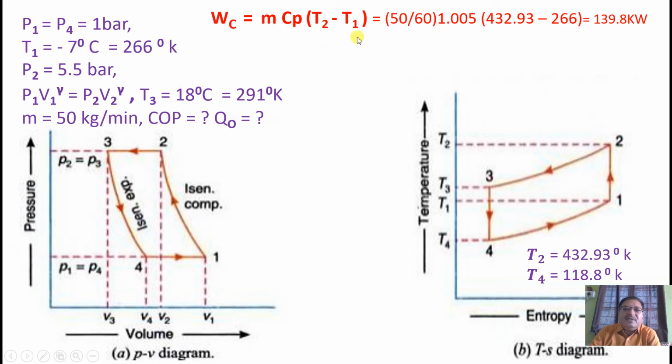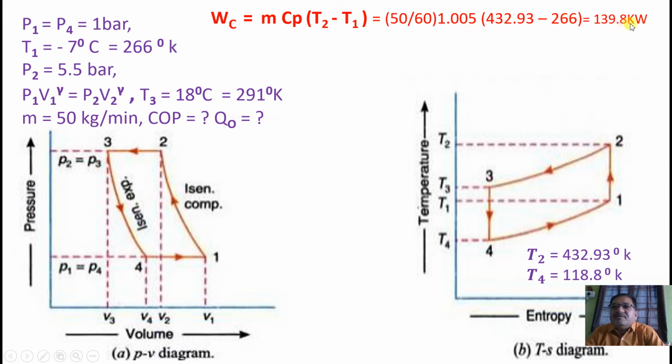We want this value in kg per second, so 50 is divided by 60. Specific heat of air is not given. So when it is not given, you must know this value. It is 1.005 kilojoule per kg per degree Kelvin. So this value we are taking in kilojoule.